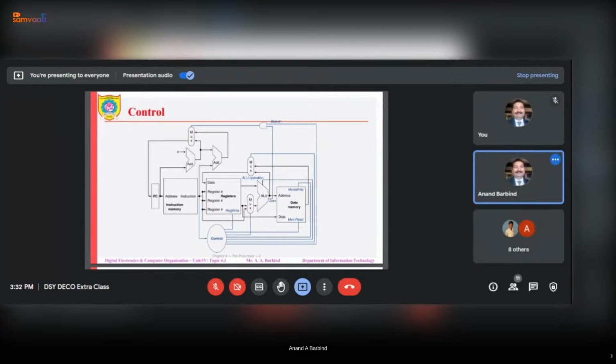So shall I move ahead, or do you have any doubts in this particular architecture? I will be able to clear those doubts here itself.